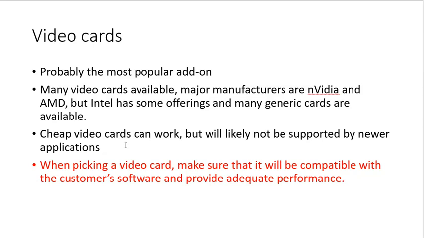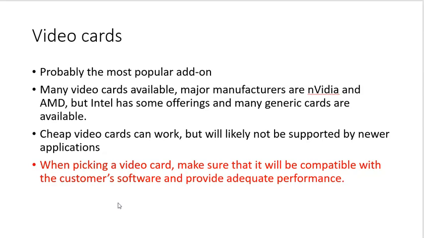But if you want to play new games that are coming out, like the Elder Scrolls game and stuff like that, those are very demanding on the video circuitry. And so you're going to need a pretty powerful video card. Otherwise, you're only going to be rendering a couple frames a second, and the game experience is going to be really bad. Now, when you're picking out a video card, make sure that it's going to be compatible with the customer's software and that it's going to provide them adequate performance. Otherwise, they're not going to be happy.